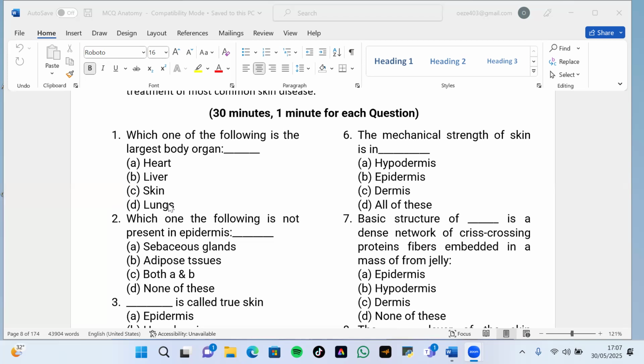All right. So in this section, we are going to use this question and answer to cover a lot about the human skin. So let's begin with the next.